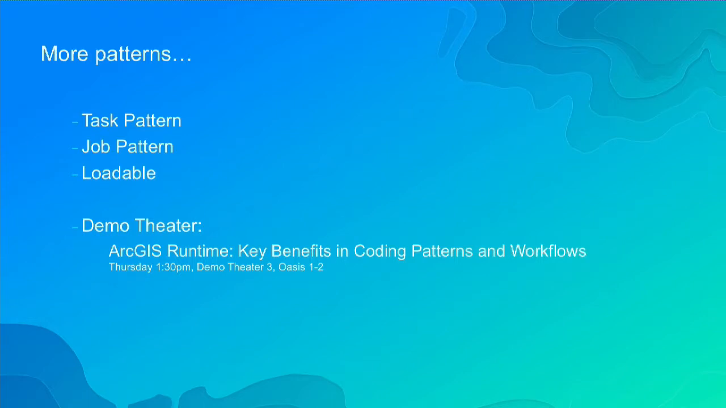But we also use it internally to hide a lot of complexity and dependencies from you. If you have multiple things that all have to be loadable and hierarchically depend on one another before you can use them, for example, a map that uses a portal item for its web map that uses a portal that it belongs to, each of those things is loadable. You don't need to know about that. We hide all that from you. But understand why some properties are not immediately accessible because of this asynchronous nature. And if you want to learn more about all of these patterns, there's a demo theater tomorrow at 1:30 back in the main showcase area, demo theater 3, that covers each of these patterns in a little more detail.